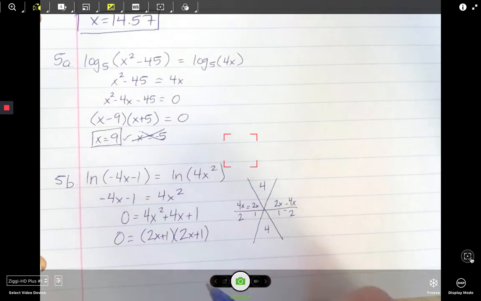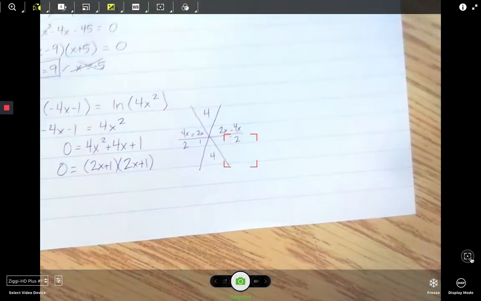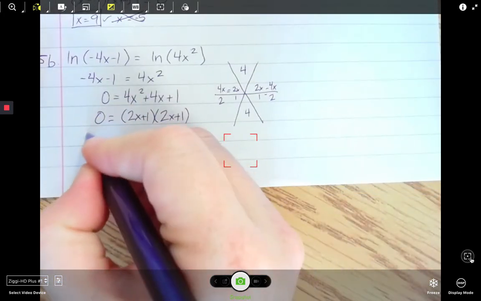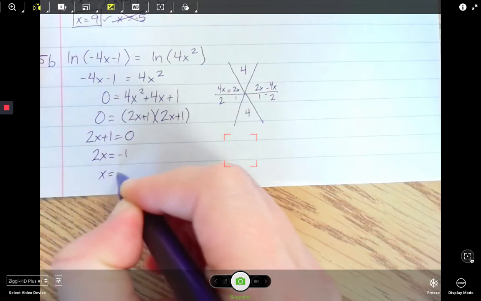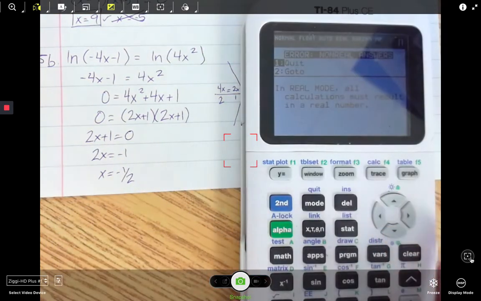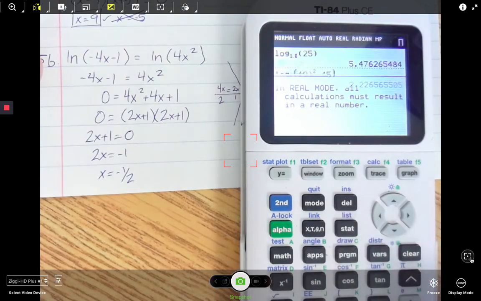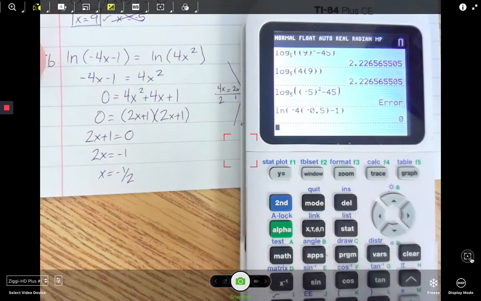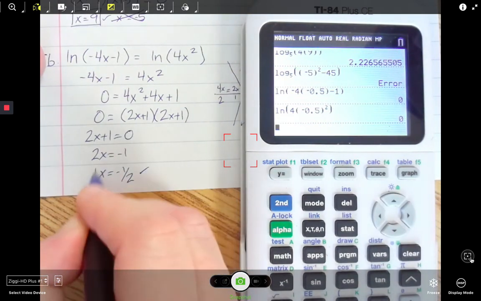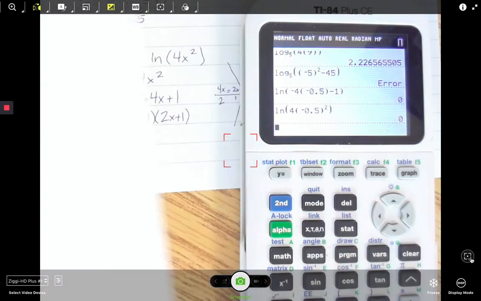Is it necessary to set both of these equal to 0? No. You can just say 2x plus 1 equals 0, so that means 2x equals negative 1, x equals negative 1/2. I plug it in to make sure. Natural log of negative 4 times negative 1/2 minus 1 is 0. The natural log of 4 times negative 1/2 squared is also 0. So this is correct. And x is equal to negative 1/2.